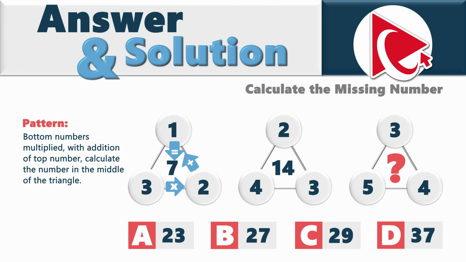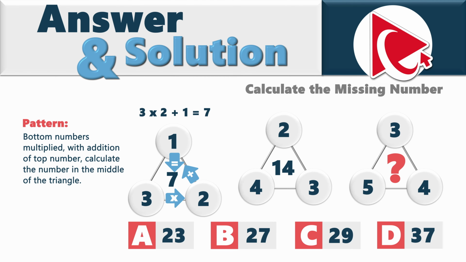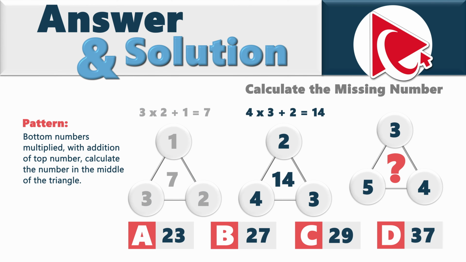Let's look at the example in the first leftmost triangle. 3 multiplied by 2 plus 1 equals 7. Let's verify this pattern with the middle triangle. 4 multiplied by 3 plus 2 equals 14.